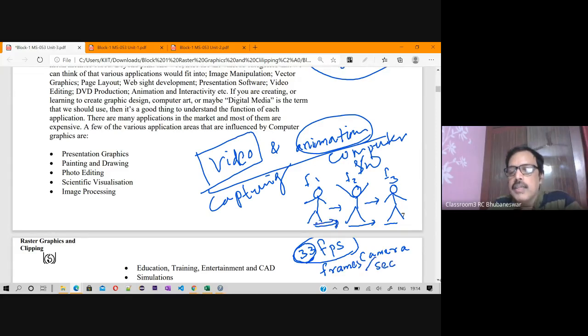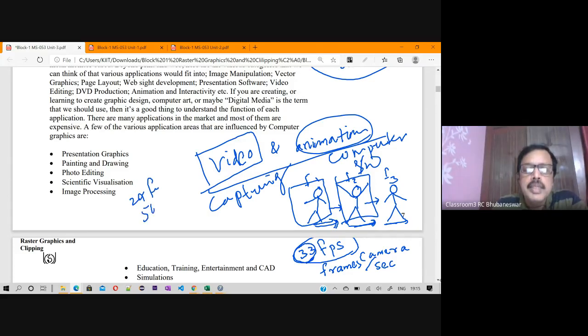Here, if you look, there are only 3 frames. So if you generate 33 frames in 1 second, it will feel like a real movement of the frames. You can have many more frames also, like 24 FPS or 50 FPS. These are the measurements.